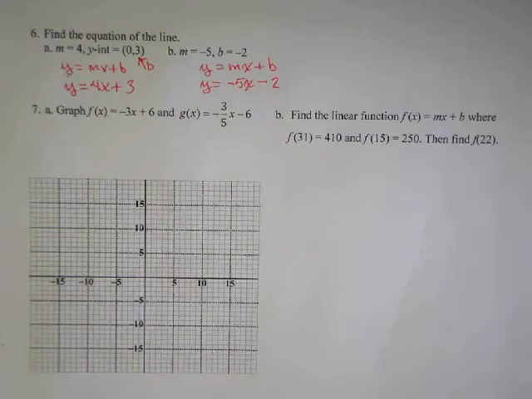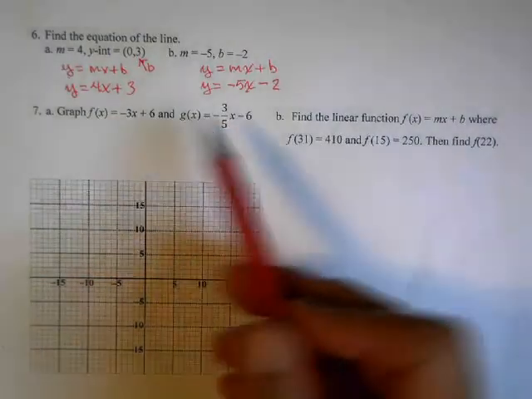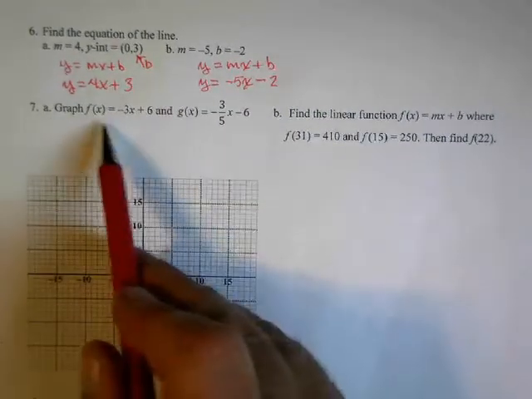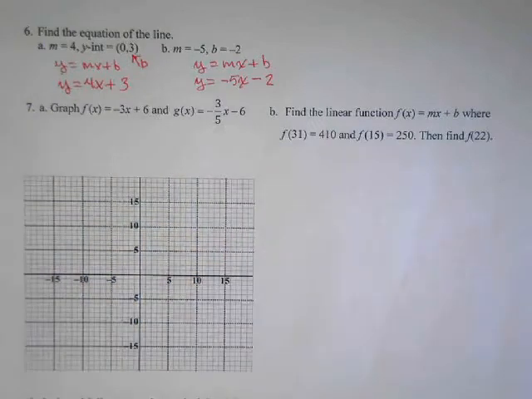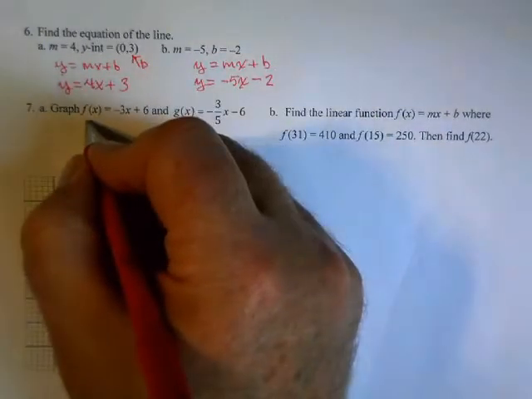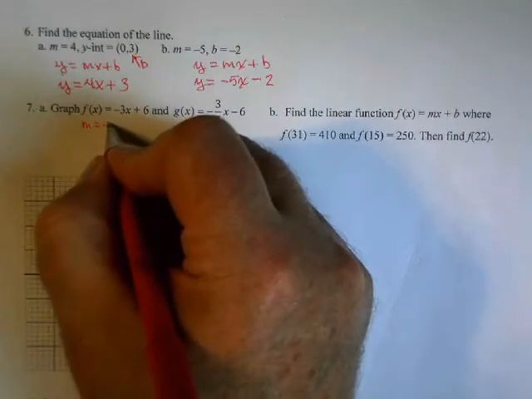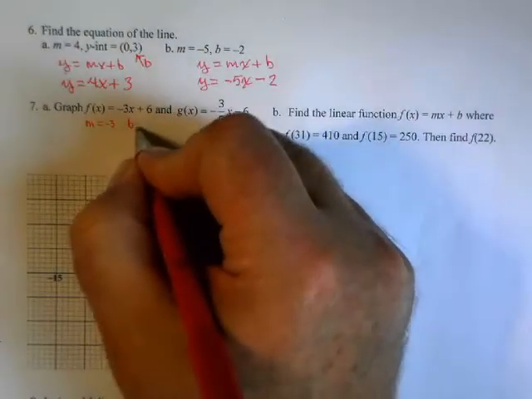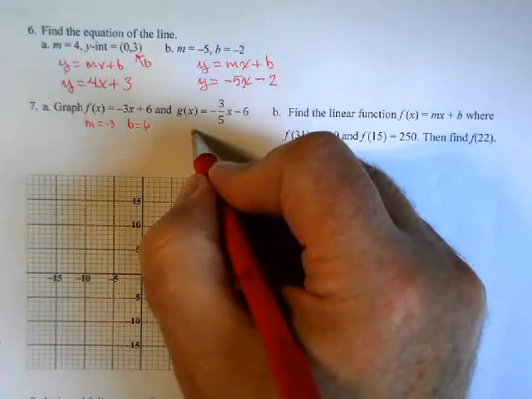Now, problem 7 here shows you the nice part about using function notation instead of y equals for every equation, because now I can separate the two simply by their names. So here is f of x, here is g of x. They still have the slope-intercept form, so in the first one here, m is -3, b is 6. In the second one, m is -3/5, b is -6.